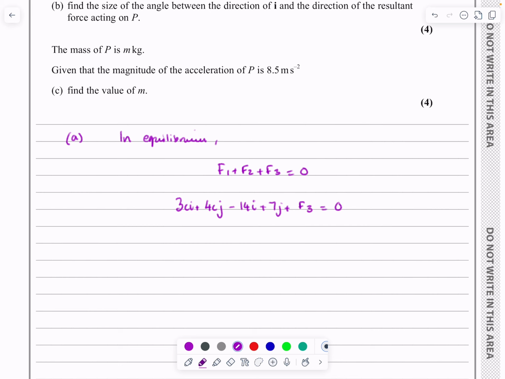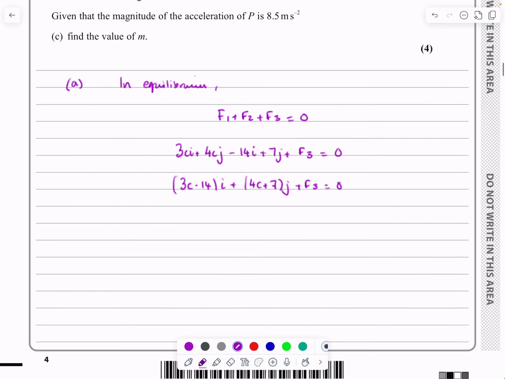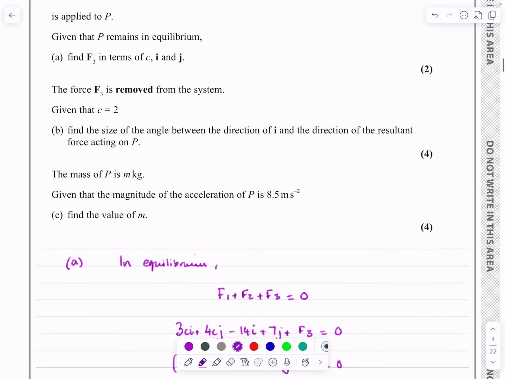So let's just tidy that all up in terms of the i's. I've got 3C minus 14i. With the j's, I've got 4C plus 7. So just tidy that up, j plus F3 is equal to 0. So F3 is just the negative of all that, so I can write that down as 14 minus 3C i, and then I can say minus 4C plus 7 j there. So F3 in terms of C's, i's and j's, all done.